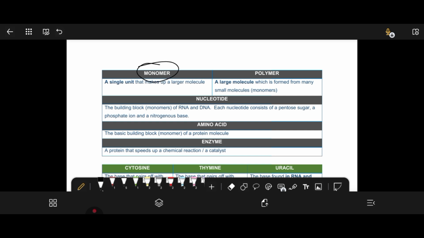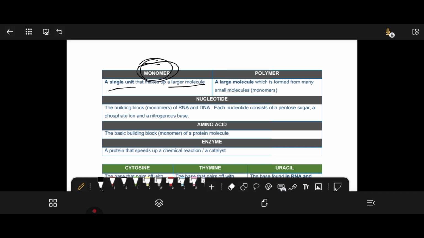A monomer is a single unit that makes up a larger molecule. What is a molecule? A molecule is two or more atoms stuck together. That's basically what they mean. And then a polymer is a large molecule made up of many monomers.